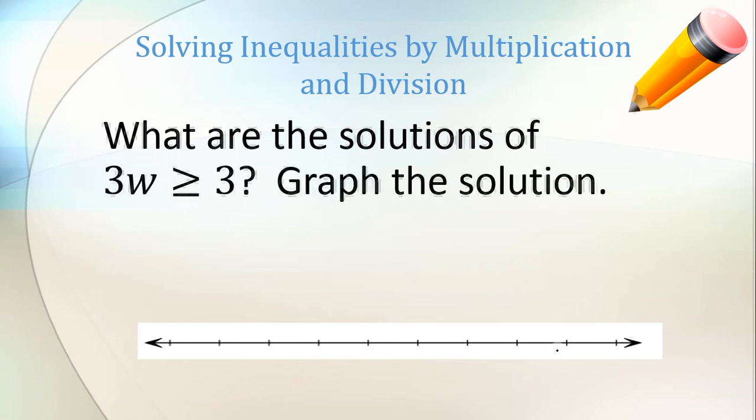Let's try this one. Now, if you notice, this one's a little different. Instead of multiplying this time, I'm going to divide. So I'm going to divide by 3 on both sides. I get w is less than or equal to 1. So I got 1, I got 0, and I got 2. Closed dot at 1, and my shade is going to go to the right.